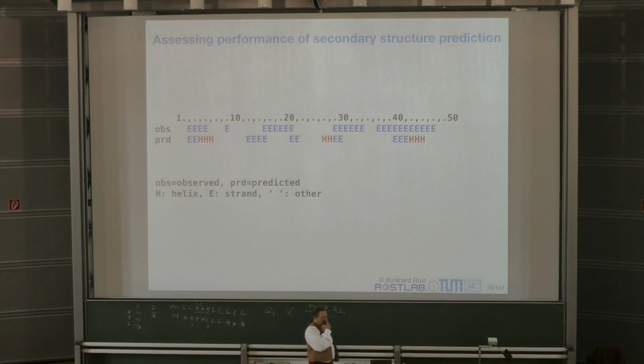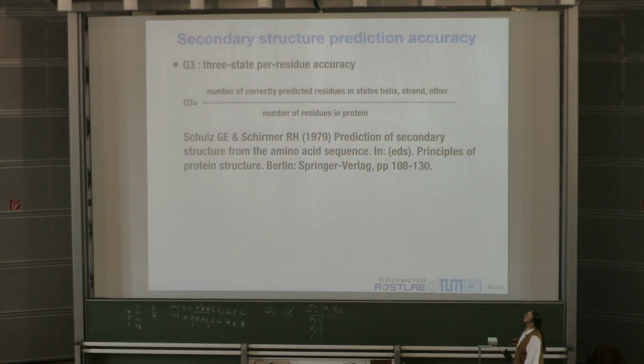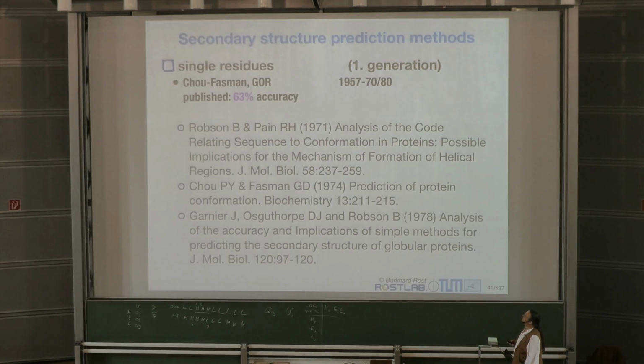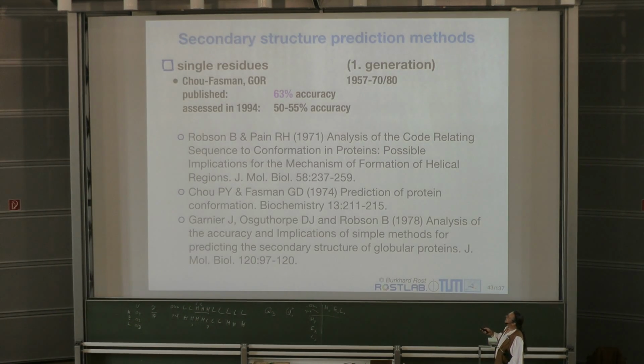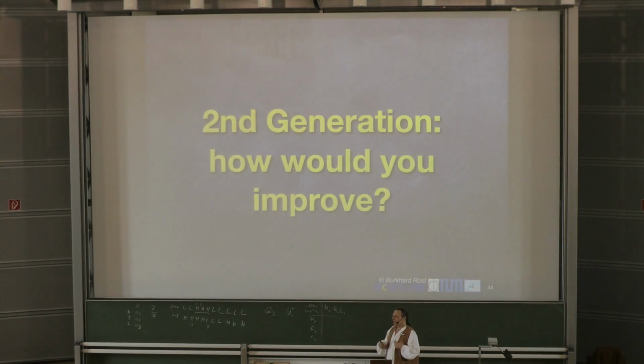Okay, so let's just look at a typical prediction here. That's the one. And now the Q3 is easy to compile. That's what we had. Okay, in terms of Q3, initially they published 63% accuracy, but using BSSP, it turned out this is more 50 to 55. I tend to call that the first generation of method.